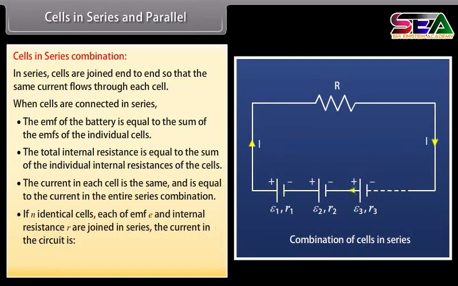If n identical cells, each of EMF E and internal resistance R, are joined in series, the current in the circuit is equal to nE divided by (R + nR).